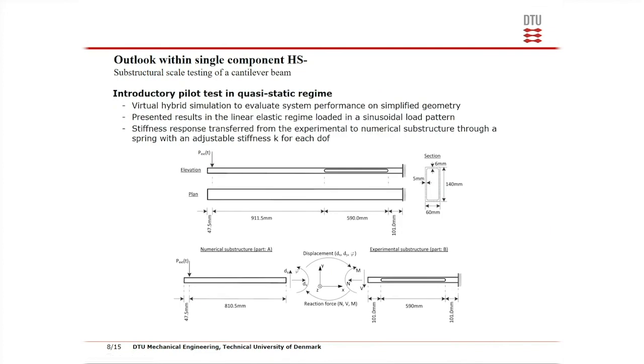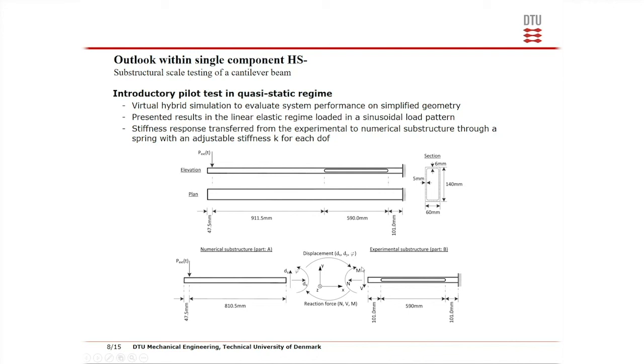Another test setup we have been looking into is more or less, you can say, a test vehicle for our SSP blade. So again, we have a cantilever beam, which is separated into a numerical substructure and an experimental substructure. And here we have implemented a bit of an elongated hole in the shear webs in order to implement some nonlinearity in the experimental substructure.